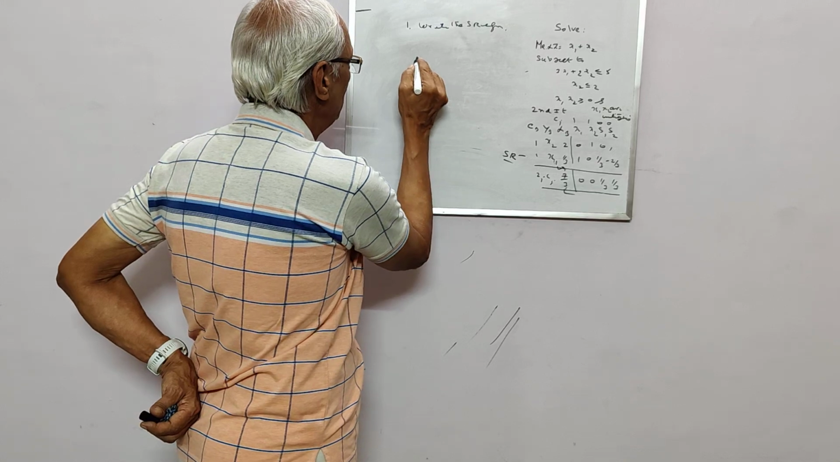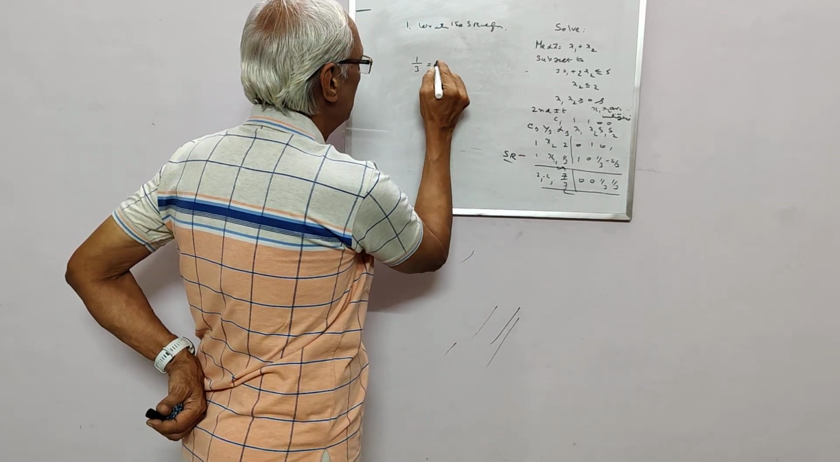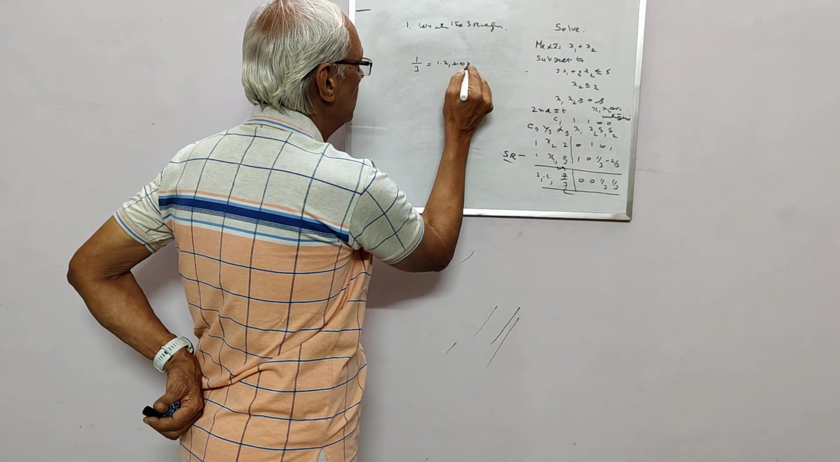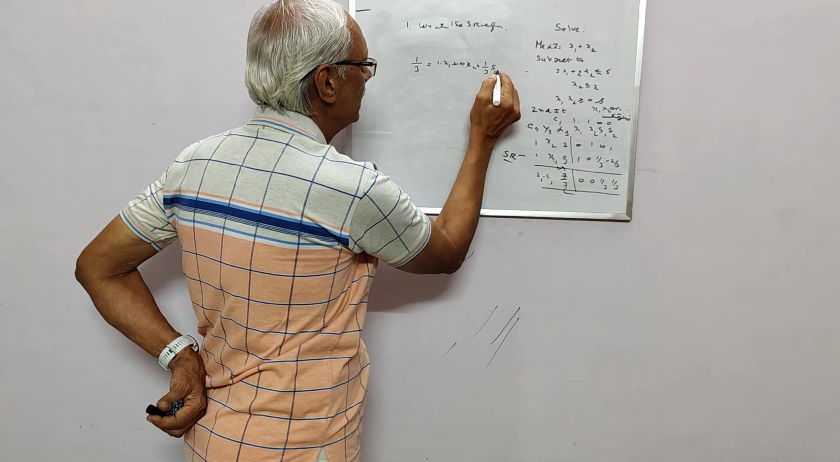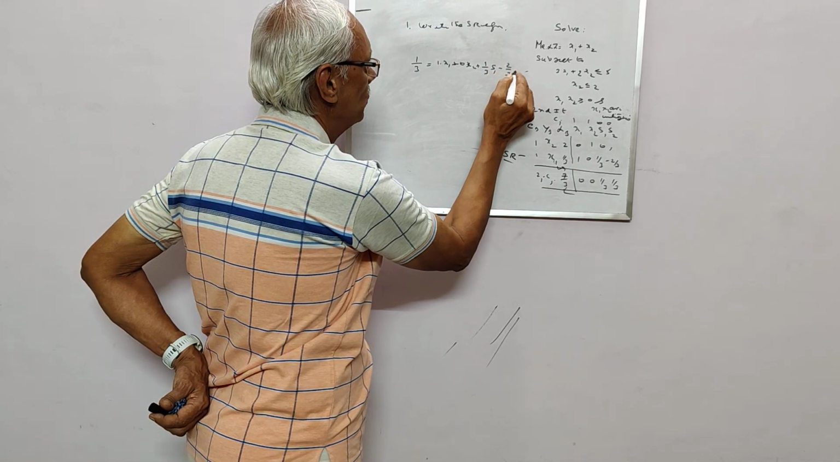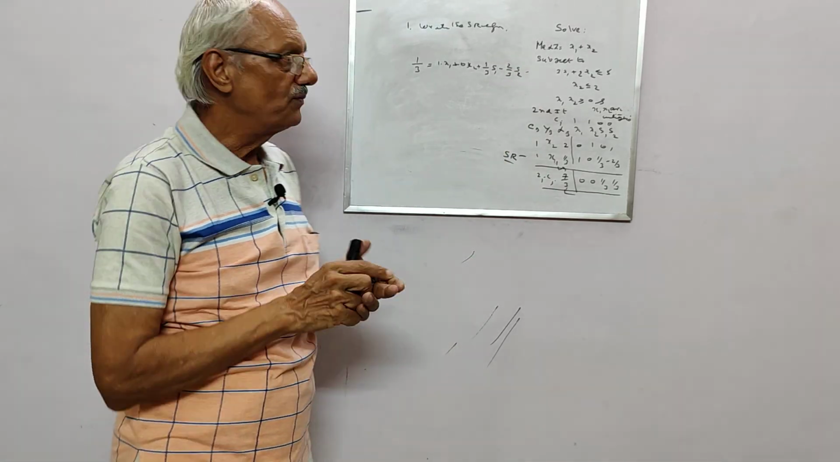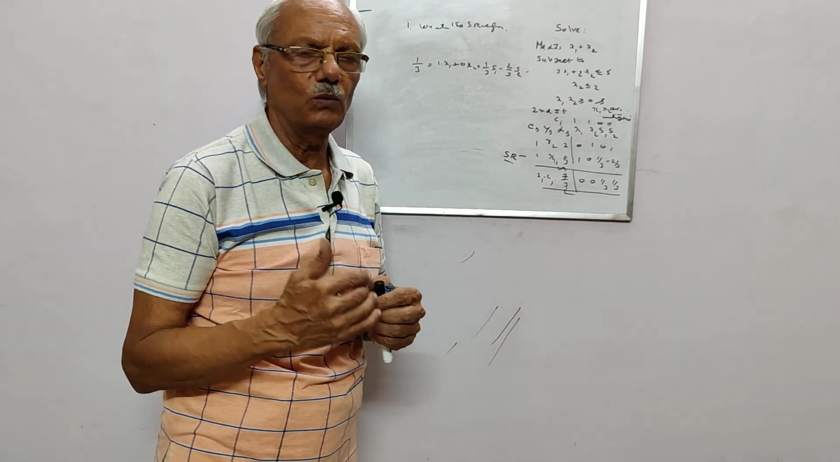What is that source row equation? It is 1 by 3 is equal to 1 into x1 plus 0 into x2 plus 1 by 3 into s1 minus 2 by 3 into s2. Okay, after writing this, carefully watch what I am telling you.